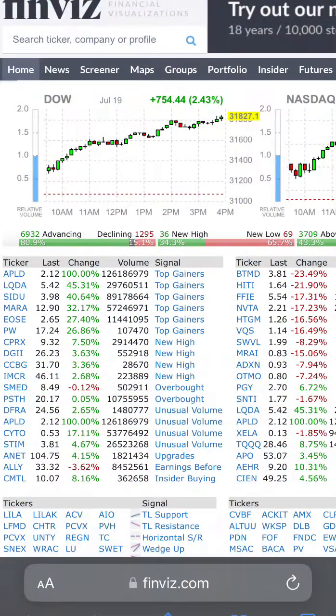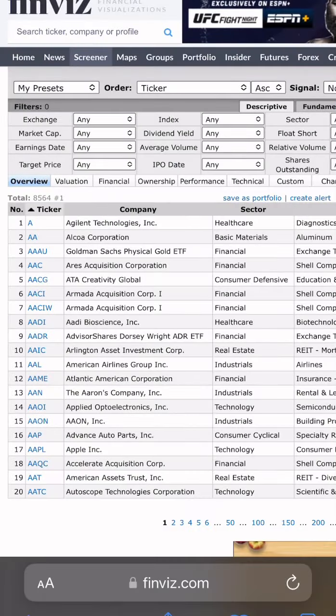But the part that we're going to be focusing on is right here up at the top. You can see third from the left up there at that bar, you're going to see home, news, and screener. Screener is what we're going to want to click on. So we're going to click on that now, and that is going to take us to this page.